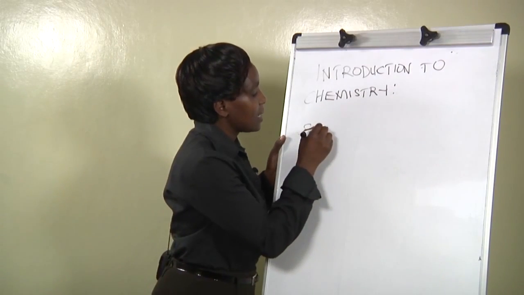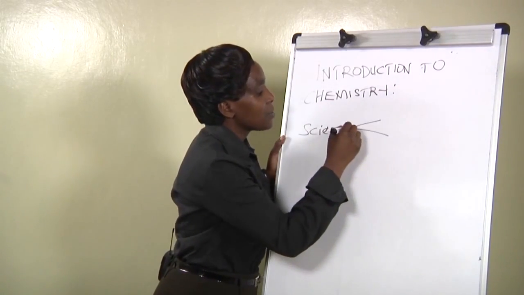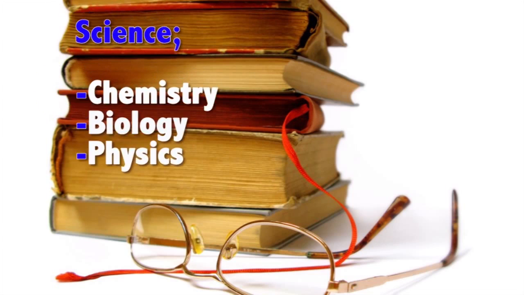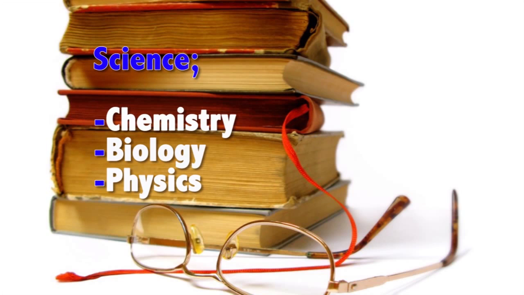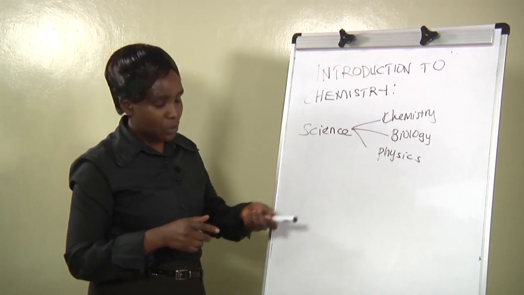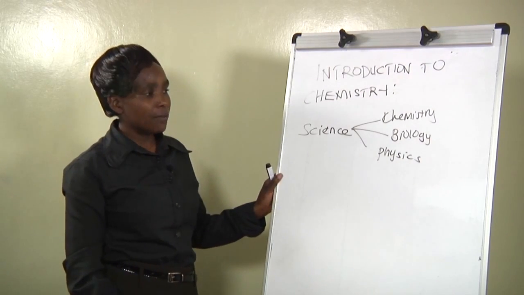If you are having a science, it is divided into three. We have chemistry, you have biology, and you have physics. So it's a branch of science together with biology and physics.